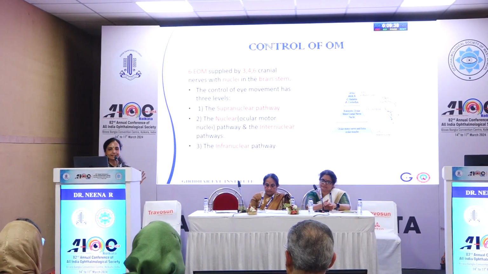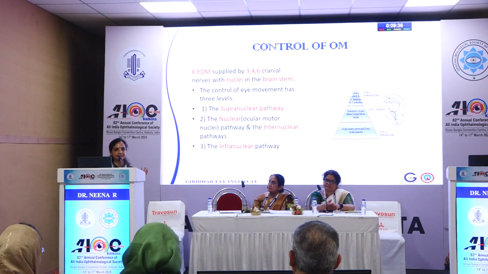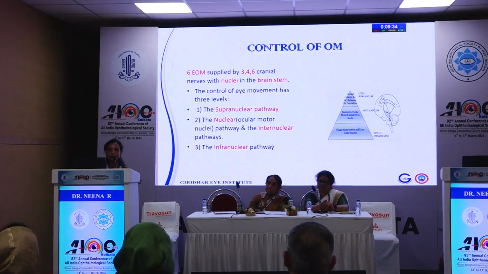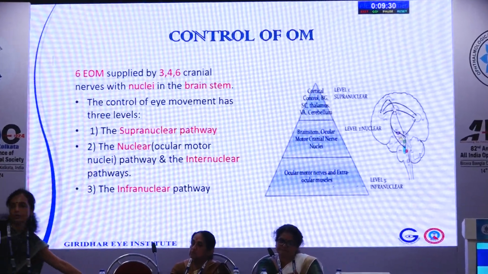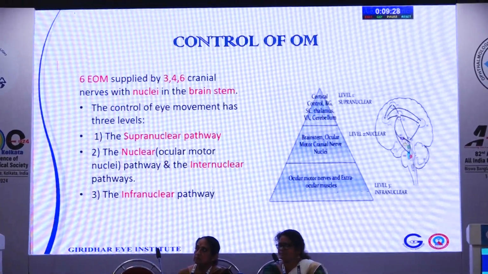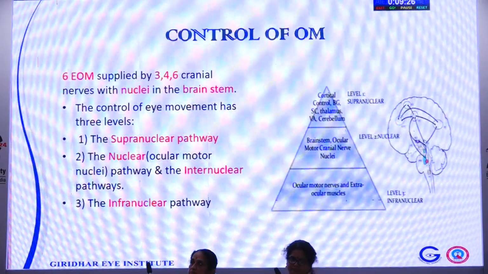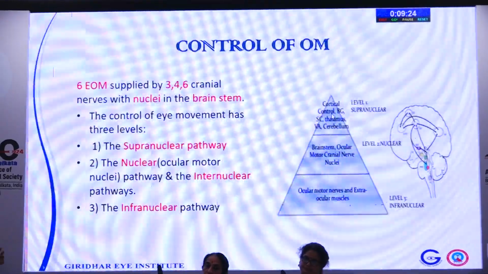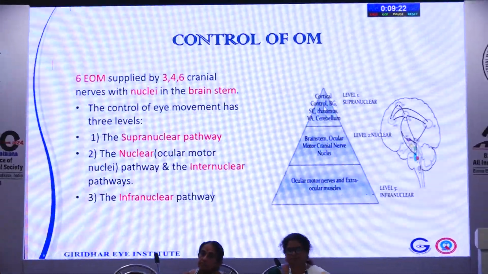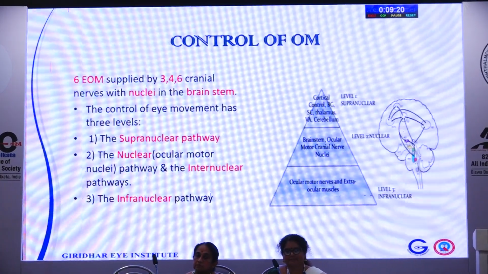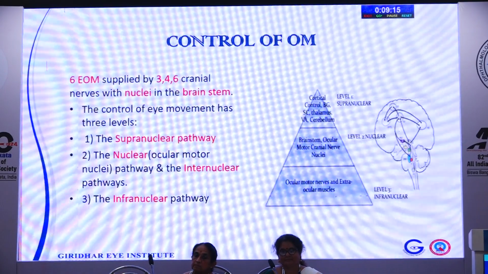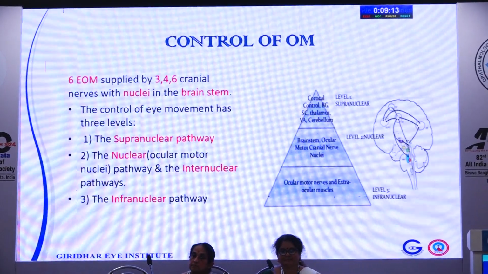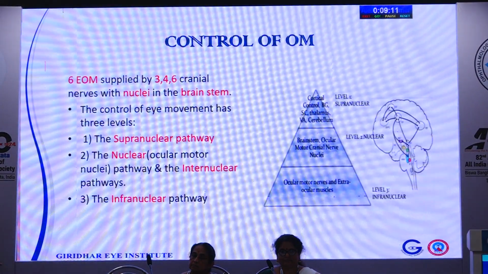So we know that there are extraocular muscles and the nerves which control them. But how many of us know that there is a 3-level control of eye movements? We have a supranuclear control of eye movements, which means we have the cortex, thalamus and cerebellum controlling the eye movements. Then we have the nuclear pathway, that is the nuclei of the 3, 4, 6 cranial nerves and the internuclear pathways. And then of course the infranuclear pathways, which constitute the nerves and the extraocular muscles.